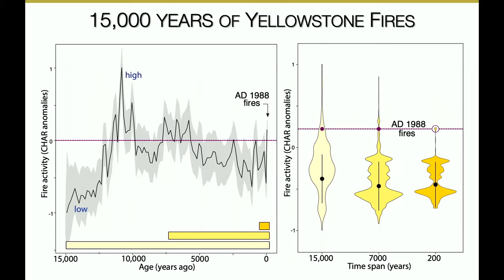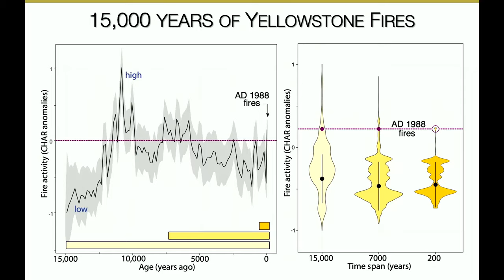Nothing was quite like it in terms of the size or severity of the fire. If you go back 7,000 years, and this is the time when the modern vegetation developed in the park, it's still an unusual event. There's a few large events, but not many.